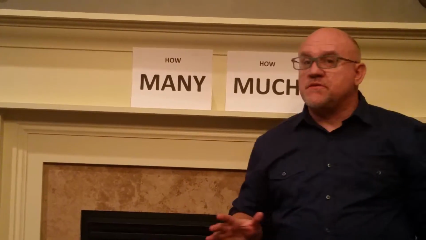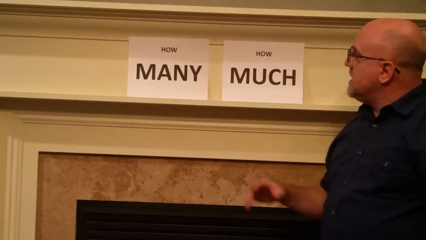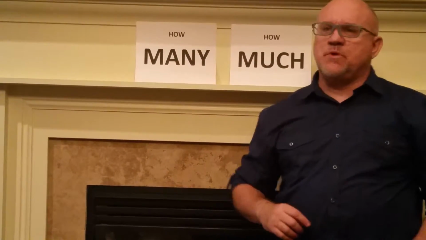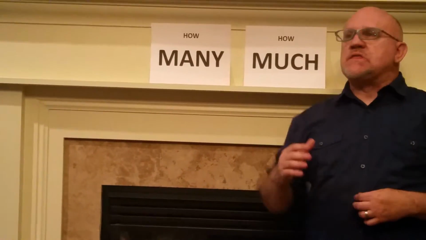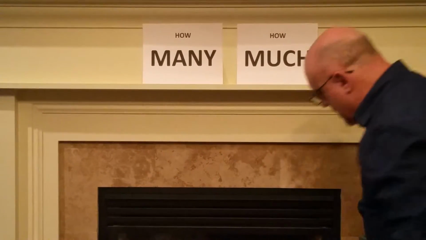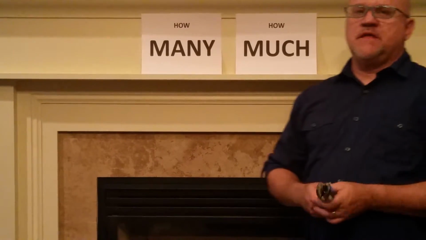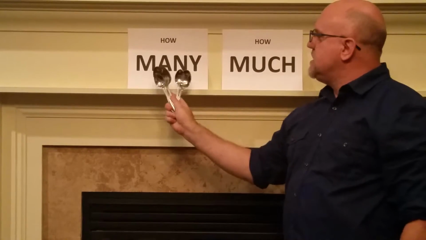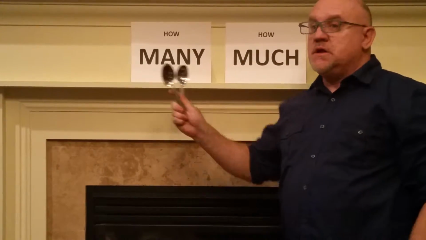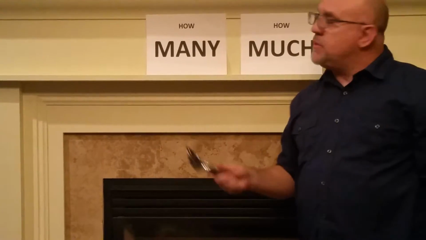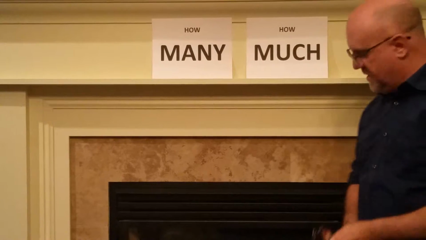Now, let's clarify what the two mean. First of all, let's start with how many. This is the easier one to understand. If you're going to ask someone how many of something that they might have, then the thing that you are asking about should be countable. For example, let's say you ask them how many spoons they have. You can count the number of spoons. So how many spoons do you have? You would not ask me, how much spoons will we need to put on the table? No, you would ask me, how many spoons do I need to put on the table?